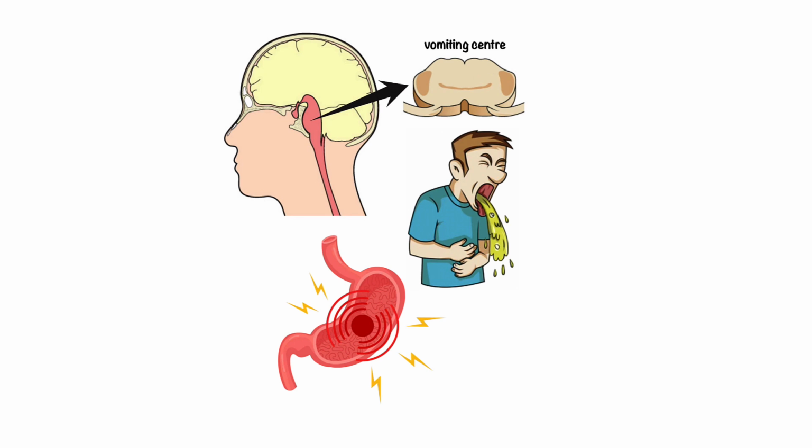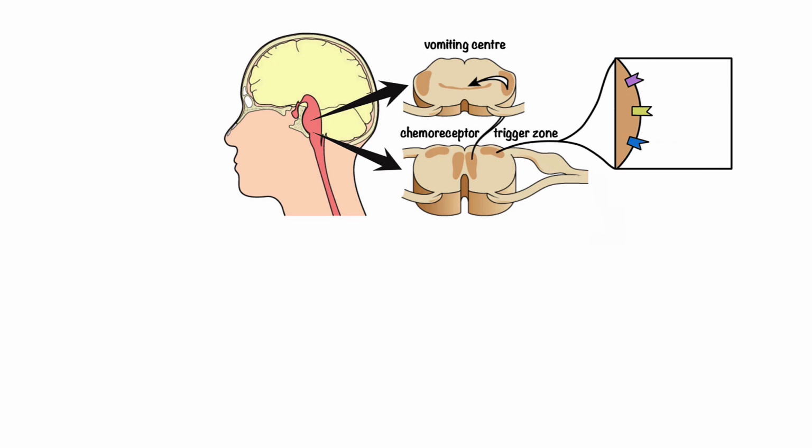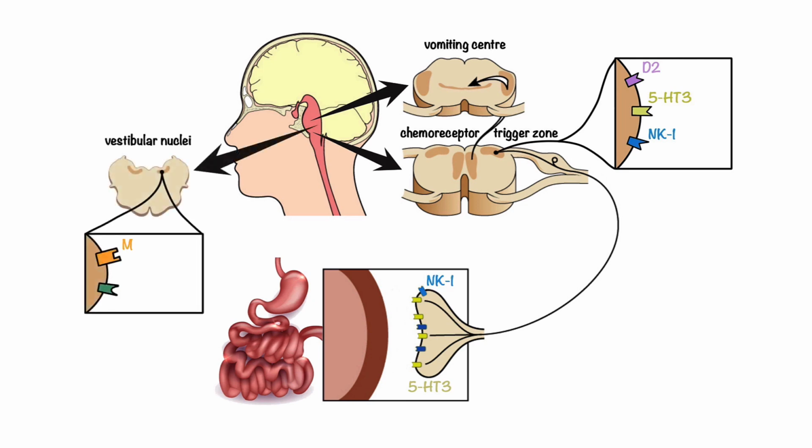Now, the vomiting center receives stimulatory signals from four major neural pathways: the chemoreceptor trigger zone, located near the vomiting center, which expresses receptors such as dopamine D2, serotonin type 3, and neurokinin 1; the vagal afferent fibers from the gastrointestinal system, which express serotonin type 3 and neurokinin 1 receptors; the central vestibular nuclei, which express muscarinic and histamine H1 receptors; and lastly the higher centers of the brain. Now, the signals from each of these emetic areas can be generated in response to various stimuli.